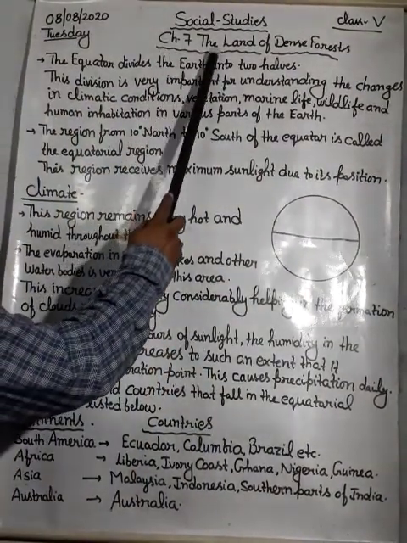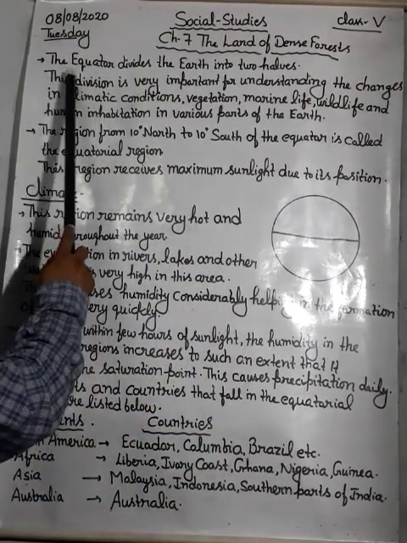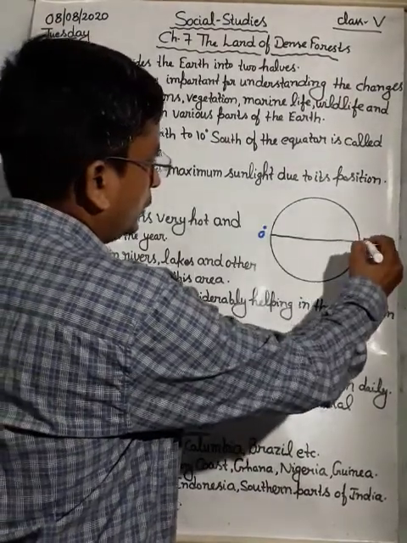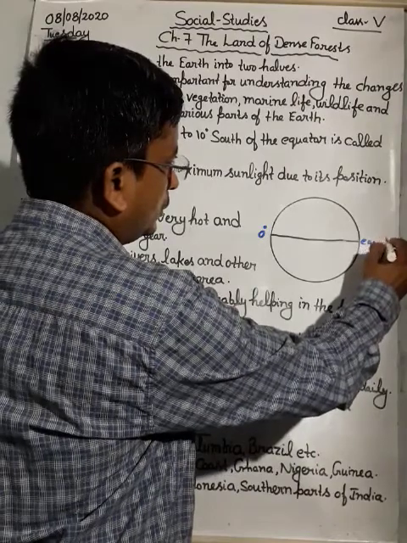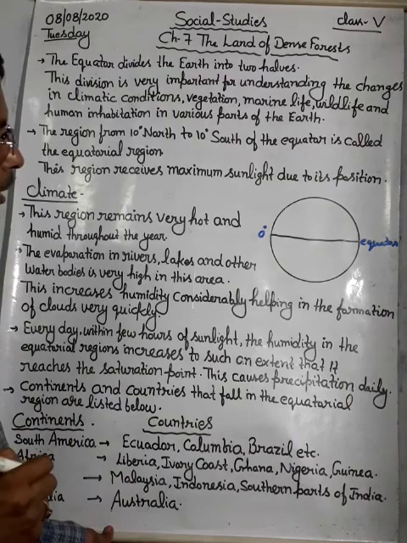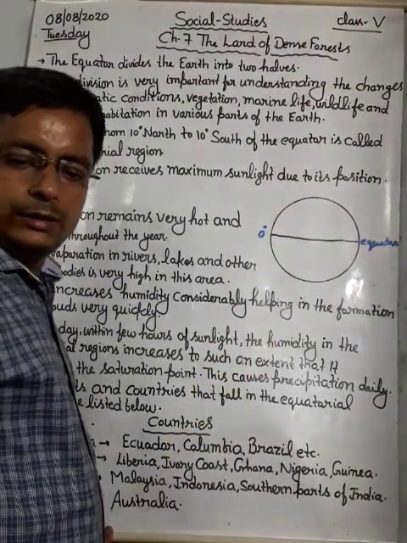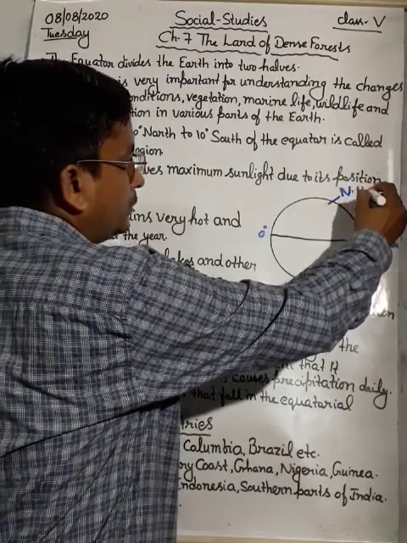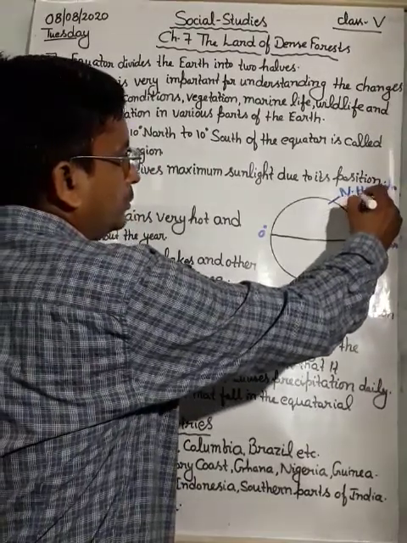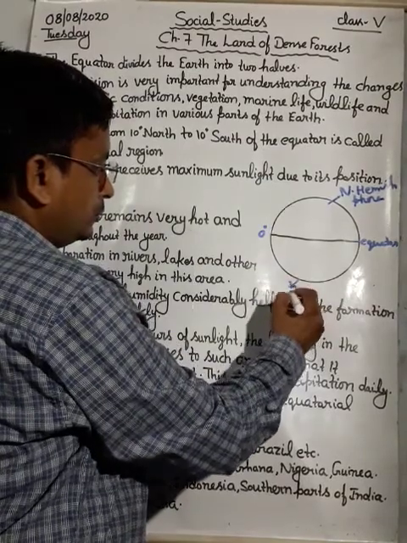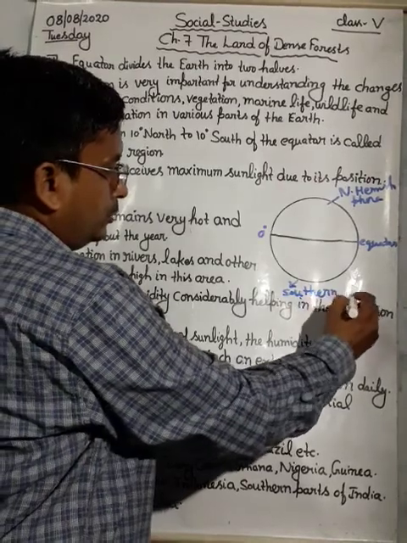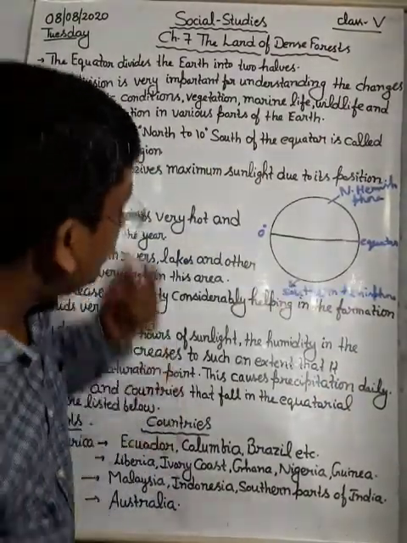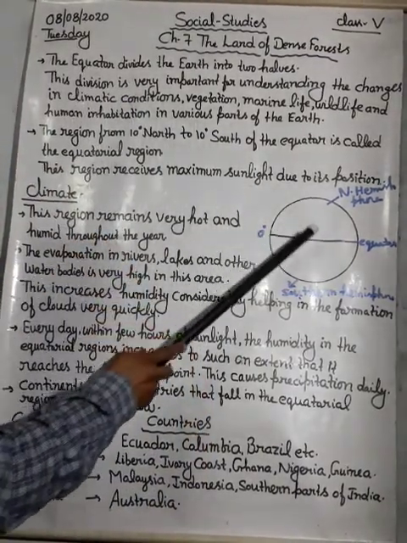You can see here our lesson name, the land of dense forest. Dear student, the equator divides the earth into two equal halves. You can see here, this is 0 degree, equator, and this equator divides the earth into two equal halves. This is called northern hemisphere and this is called southern hemisphere. So the equator divides the earth into two equal halves.